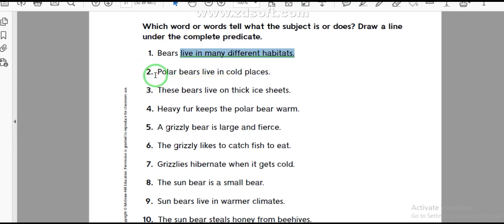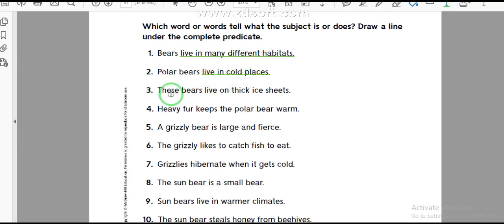Number two, polar bears live in cold places. About what am I talking here? I'm talking about the polar bears, but polar bears alone is the complete subject. We don't want the subject, we want the predicate. What do the polar bears do? What's happening with them? They live in cold places. Live in cold places is the predicate. Start from the verb. The verb is live, so from the verb till the end is the complete predicate.